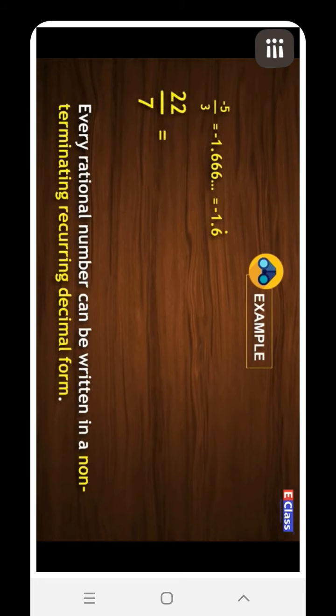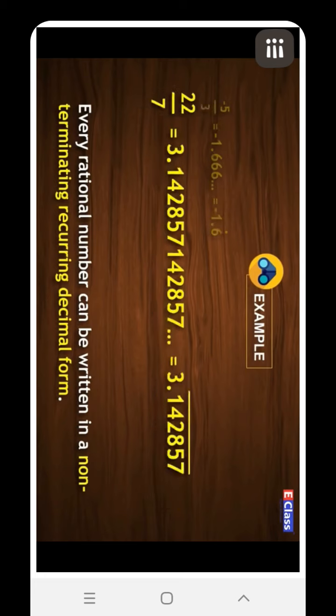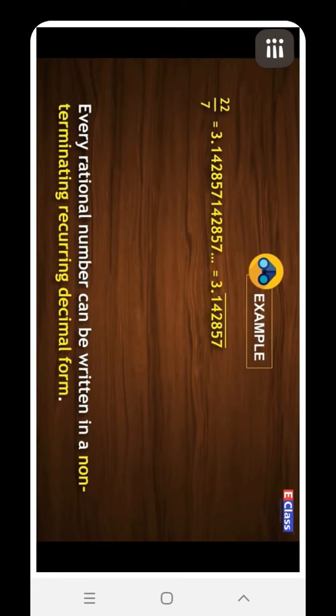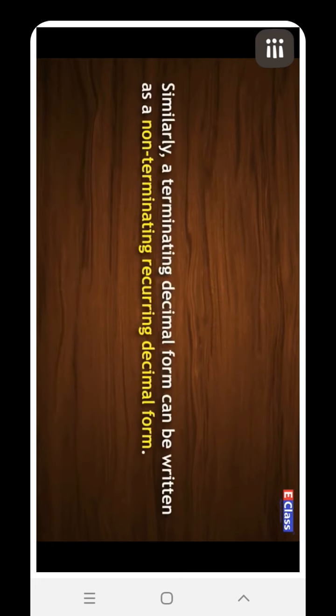22 by 7 is equal to 3.142857142857..., which is equal to 3.142857 bar. 23 by 99 is equal to 0.2323..., which is equal to 0.23 bar.